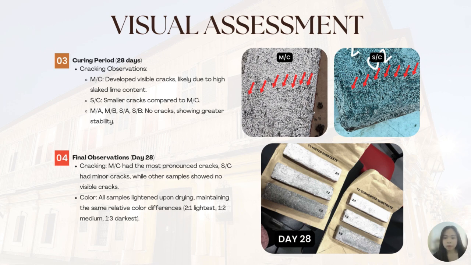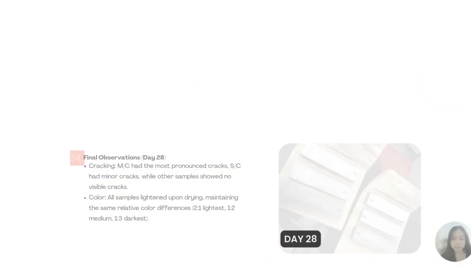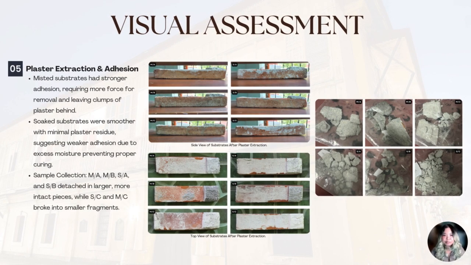By the 28th day, all samples had dried completely, and the 2:1 mix misted had the most pronounced cracks, and the 2:1 mix submerged had smaller cracks, and the 1:2 and 1:3 mixes remained crack-free, confirming better stability. All samples lightened in color but maintained their original tone differences. Plaster extraction was done using a metal scraper, chisel, and hammer. Plasters applied to misted substrates required more force to detach than those on soaked substrates, suggesting better adhesion with misting. Visual inspection confirmed that the misted substrates had more plaster clumps remaining, while soaked substrates were smoother.